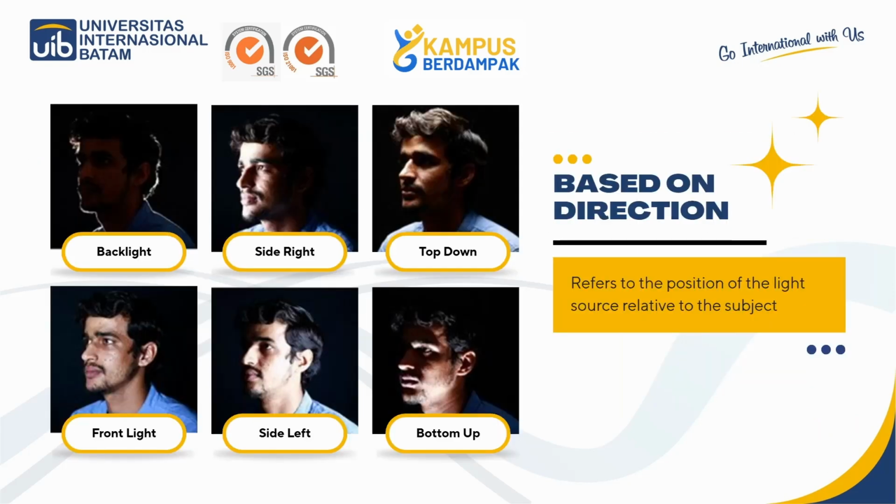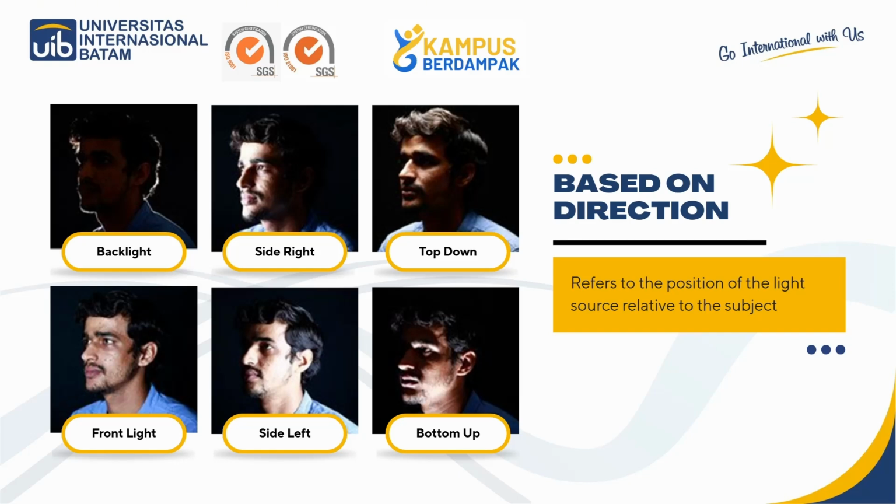Well, as the name suggested, it basically refers to how the light is positioned relative to the subject. We have a few examples like the backlight, which is where the light is placed behind the subject to create a glow around the edges, helping the subject to pop out from the background.